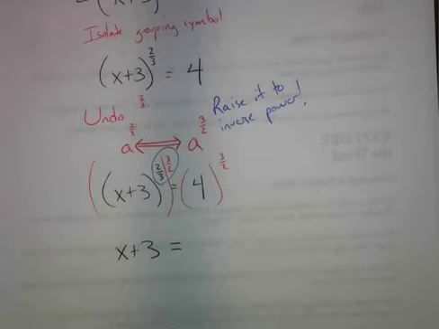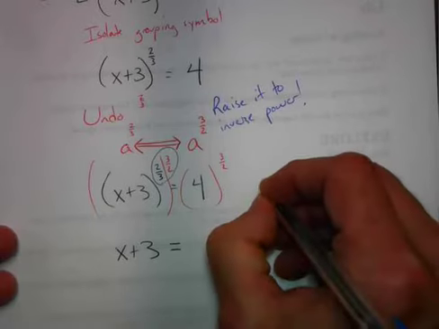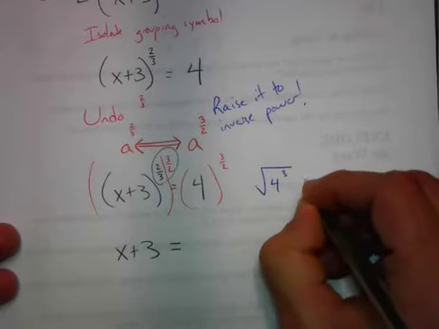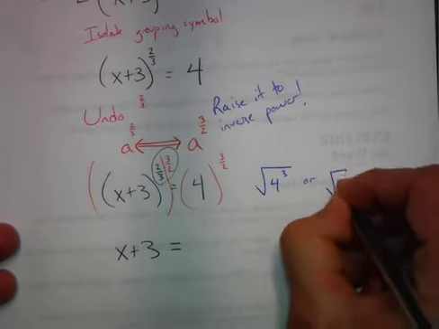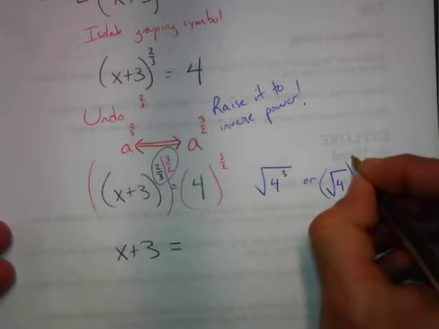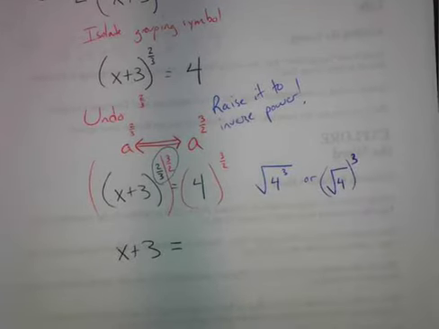But now what we've got to do is figure out the right-hand side. Now we have 4 to the 3/2 power. What are we going to do? Remember, there are two ways we can look at it. We can look at it as the square root of 4 cubed, or as the cube of the square root of 4. It doesn't matter which way you look at it. We're going to agree that it's 8.